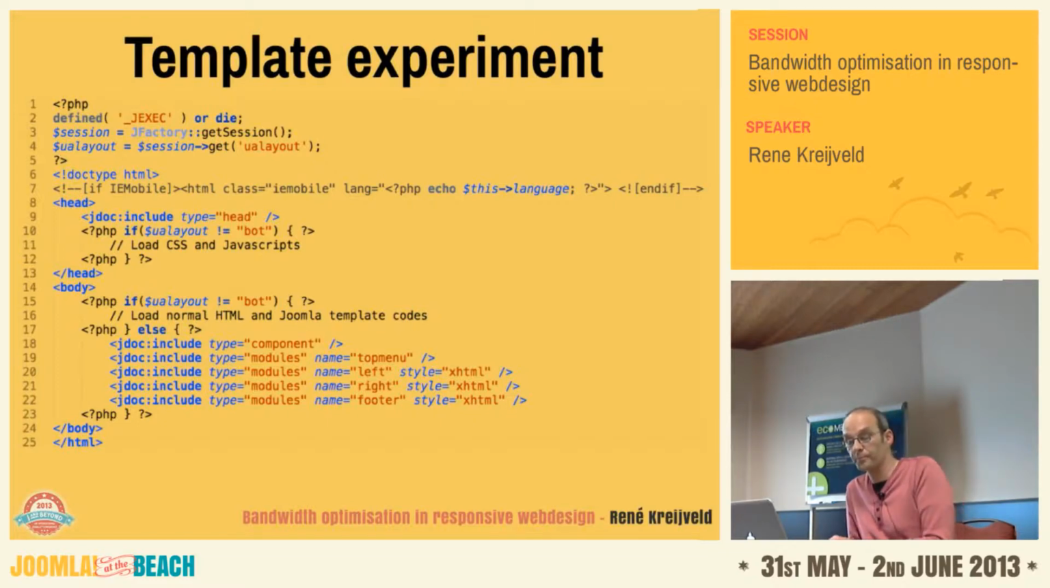Then in the body, I can check if the user layout is not a bot. That's a test at line 15. Then we normally load all HTML and Joomla template codes. But if it is a spider bot, then I will load all normal Joomla content, like the component and all the modules, but I'll display it in a source-ordered manner. That means I first load the component, and after that, all the modules. So I'll be presenting the same content as the normal website, but in a source-ordered variation.